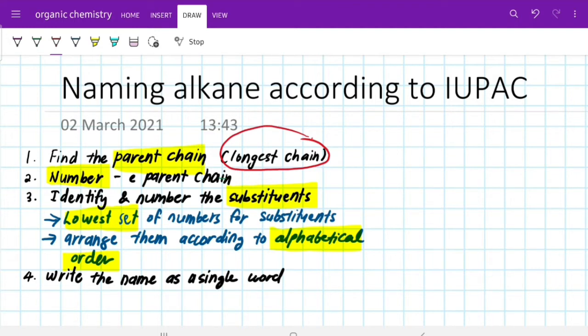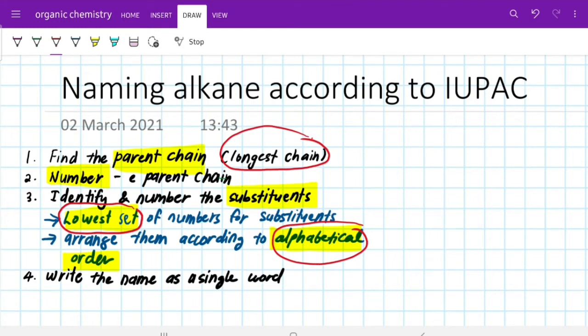Next, you need to identify the substituents that are present in your alkane. If you have more than one type of substituent, you need to arrange your substituents in alphabetical order, and that set of substituents should have the lowest set of numbers. There are 2 types of substituents. We have alkyl group substituents, which are straight chain alkyl groups, or we might encounter a special kind of substituent, which is your branch alkyl substituents.